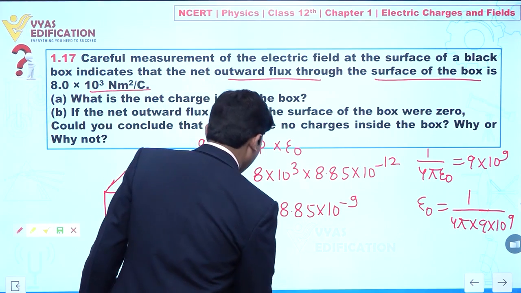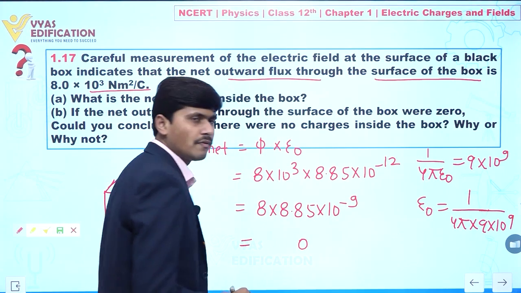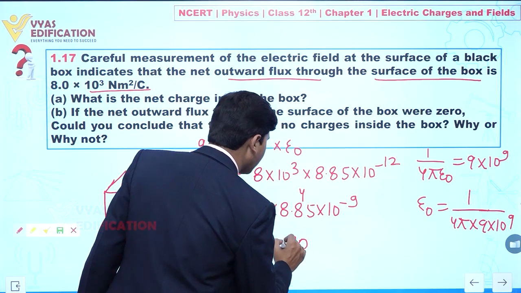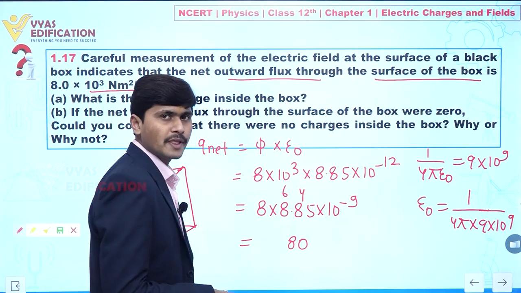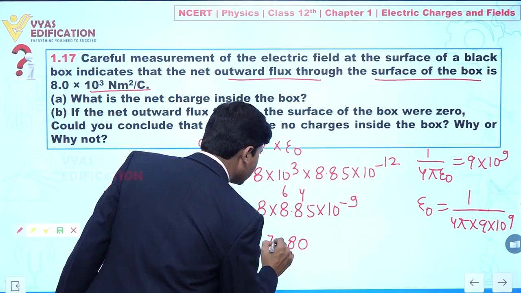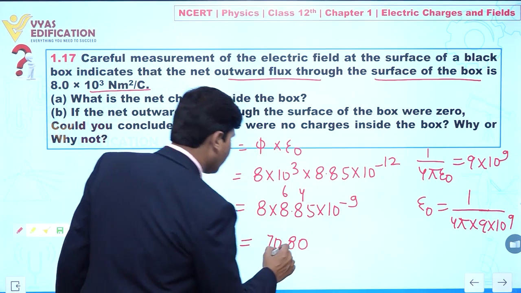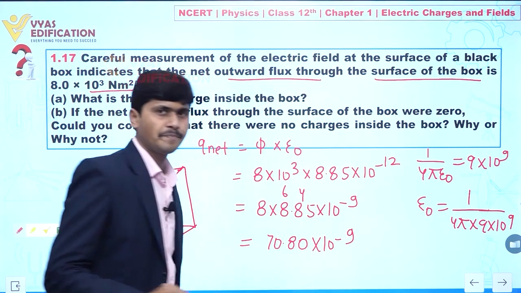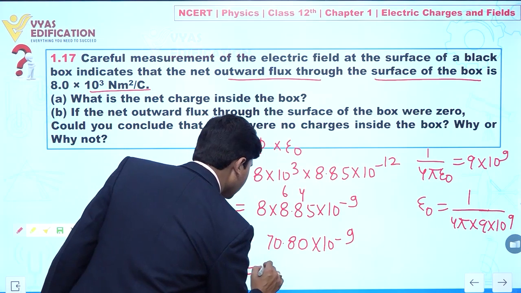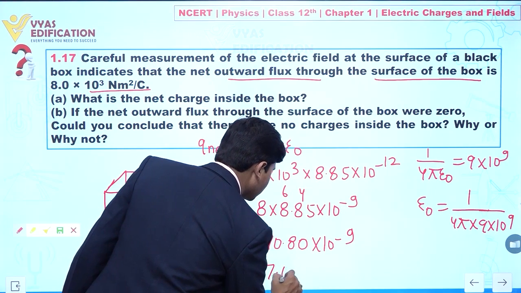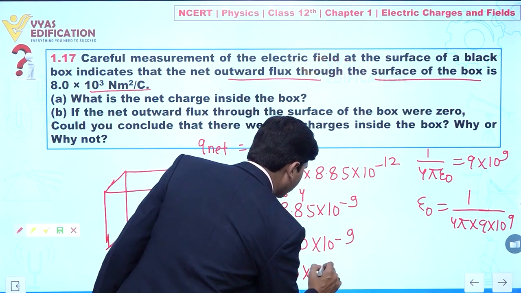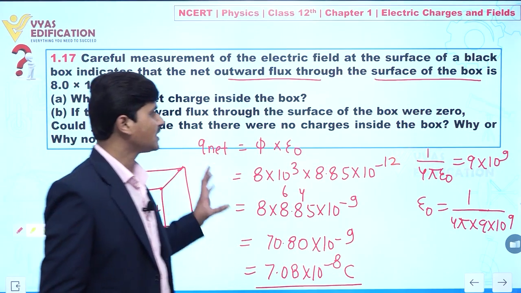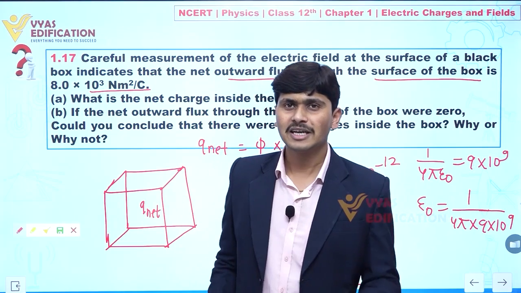So if you multiply, you can write 8 into 8.85 into 10 to the power minus 9. Multiplying, we get 70.8 into 10 to the power minus 9. So from here, this is 7.08 into 10 to the power minus 8 Coulomb. So this is the net charge present inside this black box, clear to everyone?